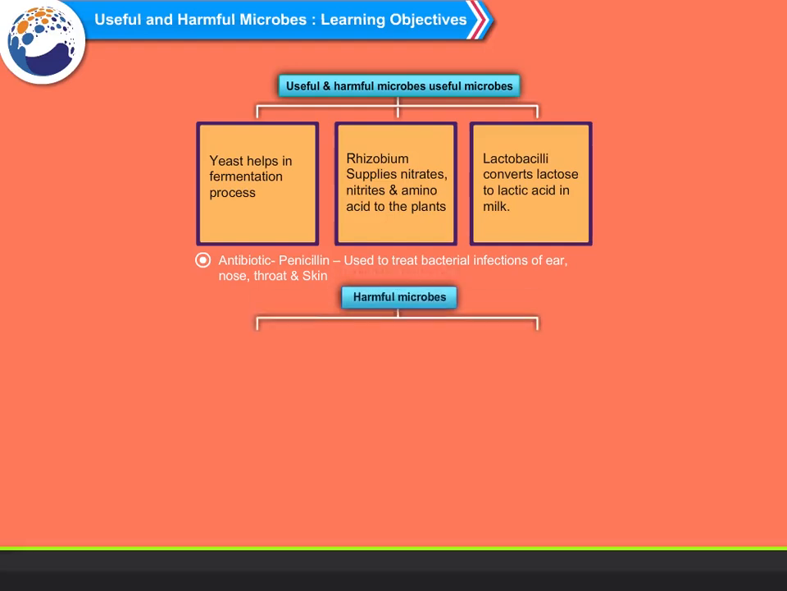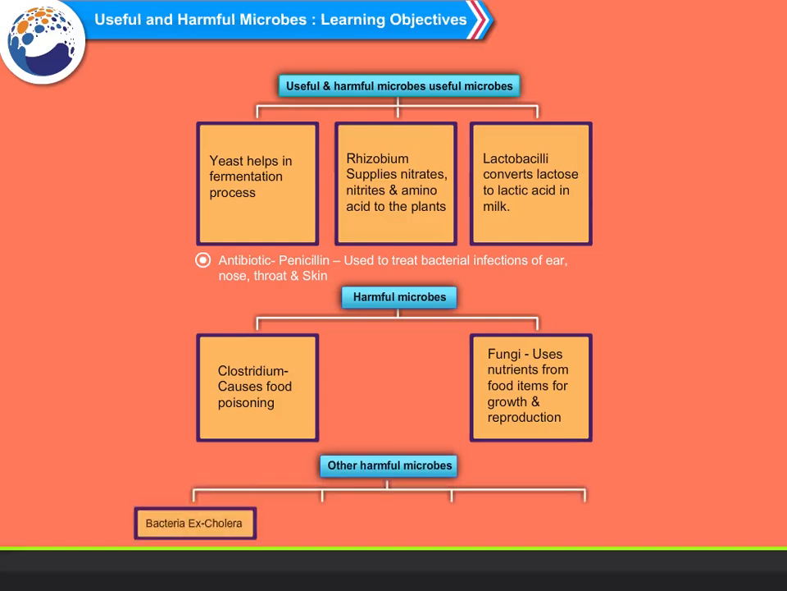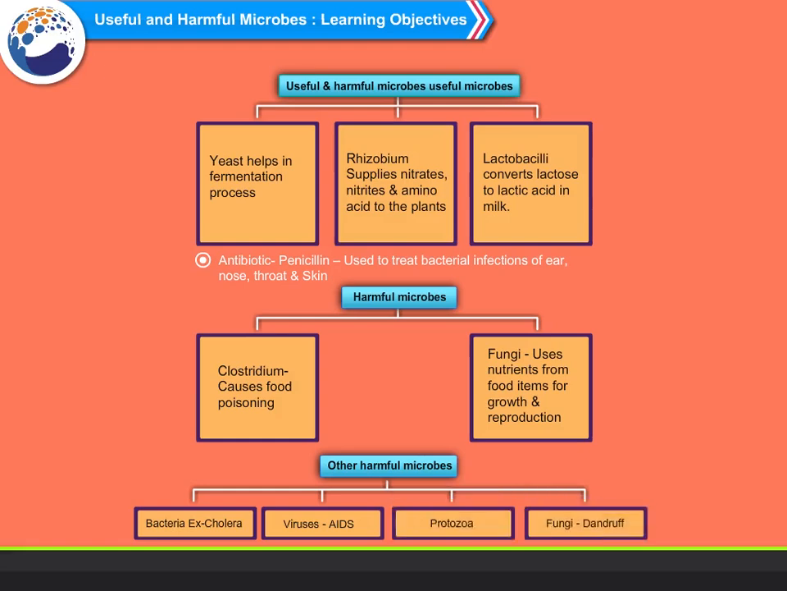Harmful microbes. Clostridium causes food poisoning. Fungi use nutrients from food items for growth and reproduction. Other harmful microbes: bacteria, for example cholera; viruses, AIDS; protozoa; fungi, dandruff.